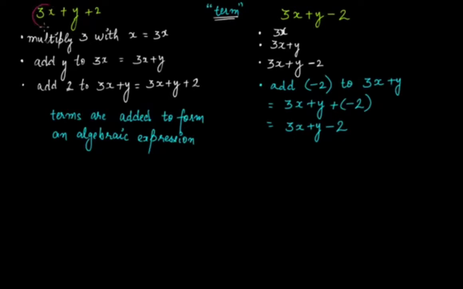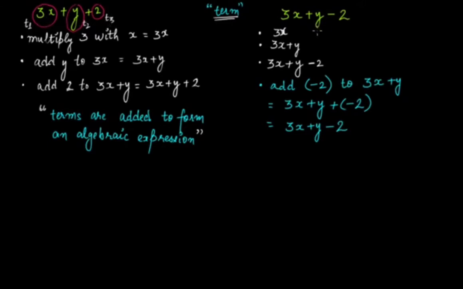3x is one term, y is one term, another term, and 2 is another term. Okay, if you remember this definition that terms are added to form an algebraic expression, so this is term 1, let's denote this with t1. This is term 2, let's denote this with t2, and this is term 3. So we have actually added 3 terms, t1 plus t2 plus t3.